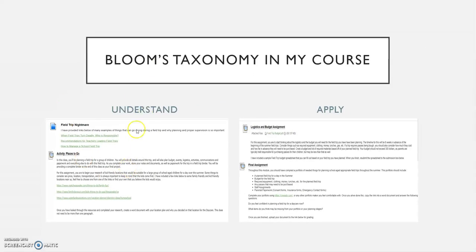So in my course, here in Understand, I provided some links for them to go through and really understand better, of course, what they should know for the class and what they should know for the assignments that they'll be working on. And then for Apply, I'm having them apply what they learned here into these assignments.